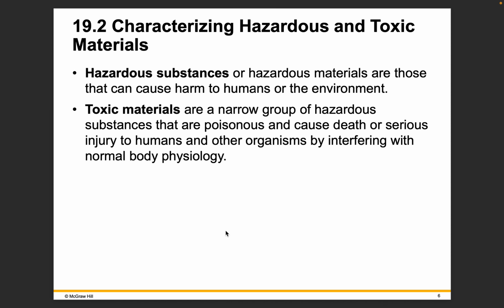Hazardous substances or hazardous materials are those that can cause harm to people or the environment. Toxic materials are a narrow group of hazardous substances that are poisonous and cause death or serious injury to humans and other organisms by interfering with normal body function.